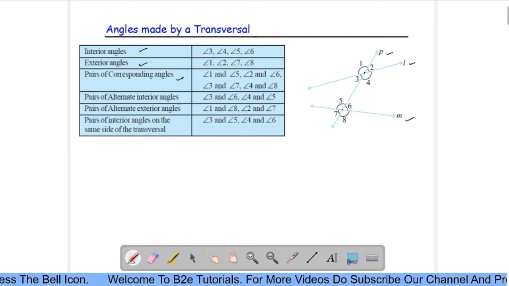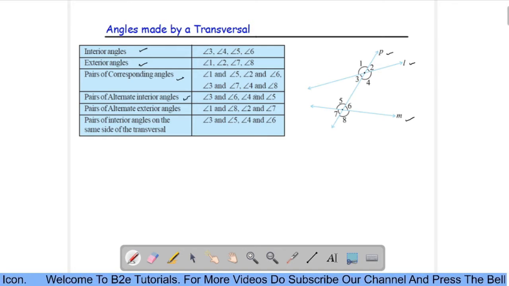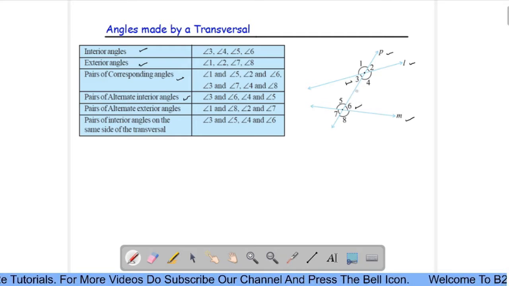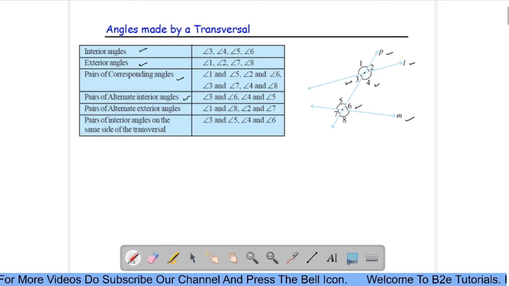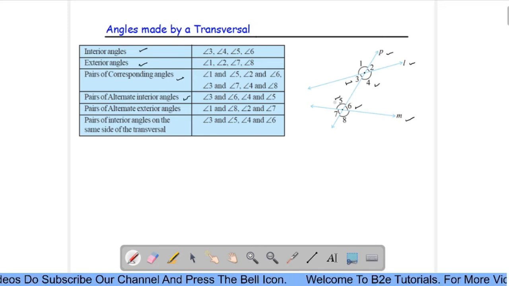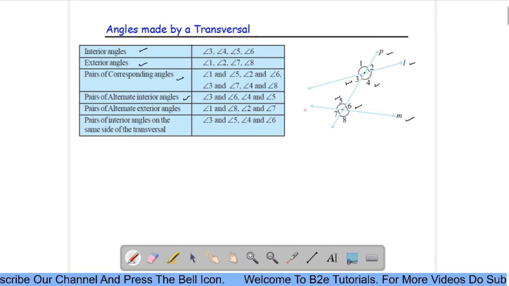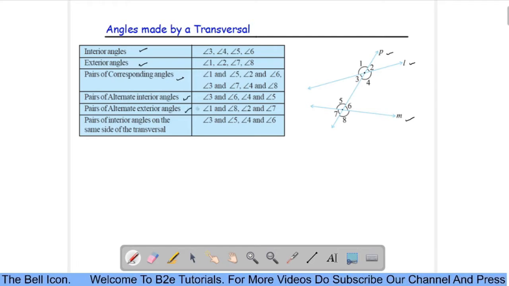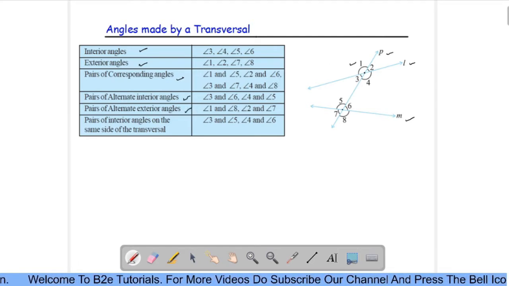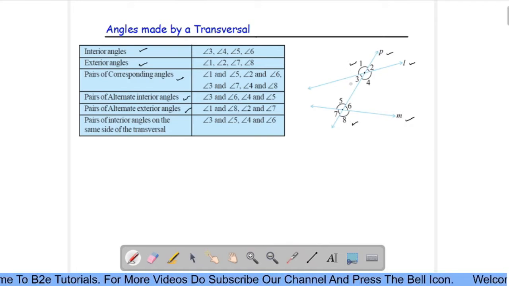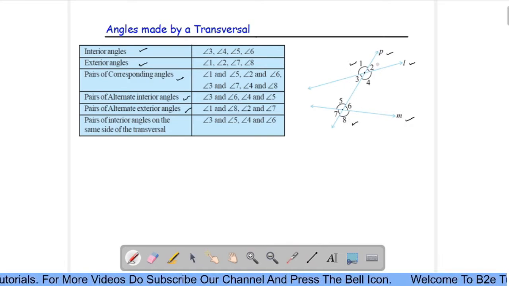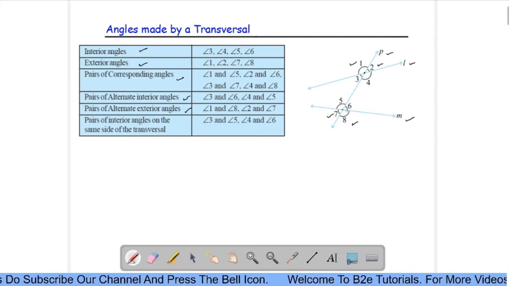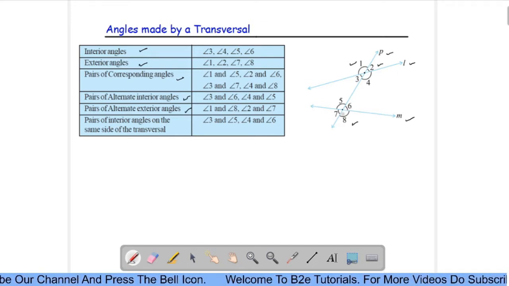Then pair of alternate interior angles. Here angle 3 and angle 6. These are alternate interior angles. Then angle 4 and angle 5. These are again alternate interior angles. Then pair of alternate exterior angles. Here angle 1 and angle 8. These are called pair of alternate exterior angles. The second pair is angle 2 and angle 7. These are alternate exterior angles.